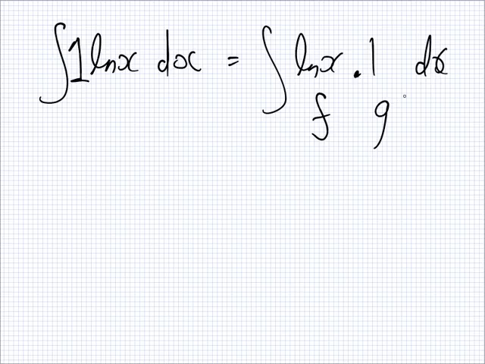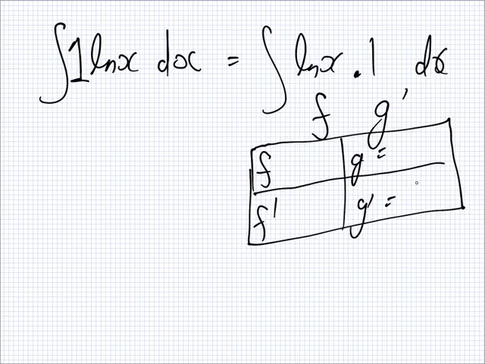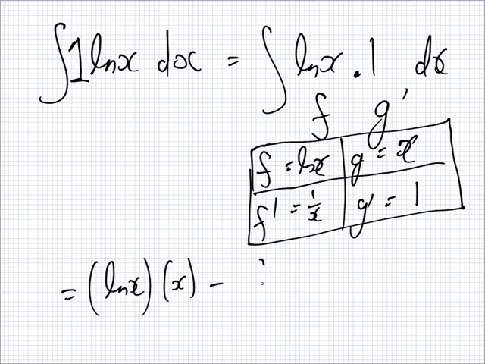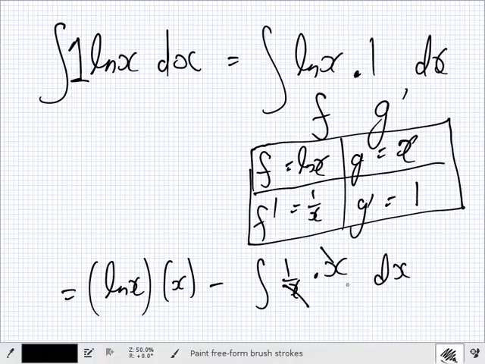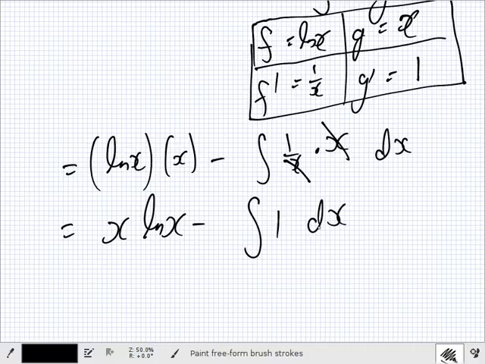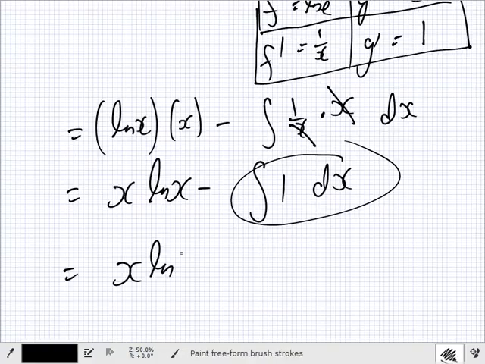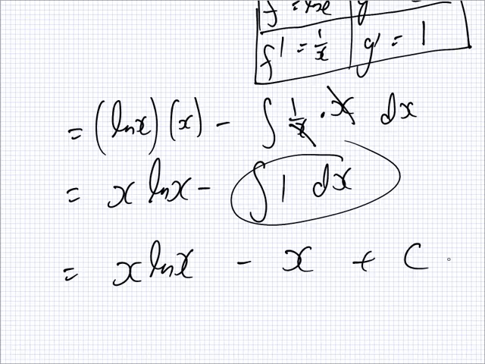This is f and this is g derivative. F derivative, g derivative. G derivative is 1, so what's g? X. F is log x, so what's f derivative? 1 over x. So this equals f g minus f derivative times g. Now that's nice because here the x's cancel in the formula. So you're left with x log x minus the integral of 1 dx. Now what's this here? It's just x, isn't it? So you're left with x log x minus x plus c. That's the answer to that.